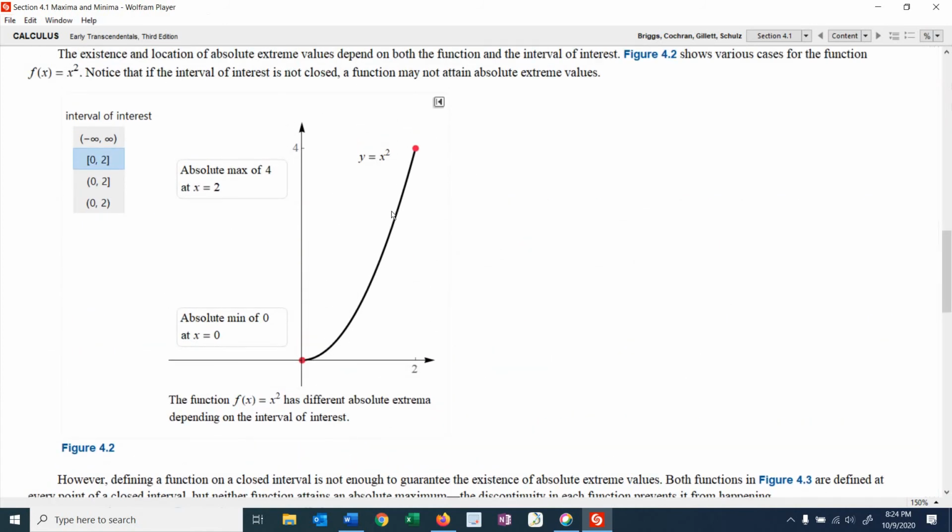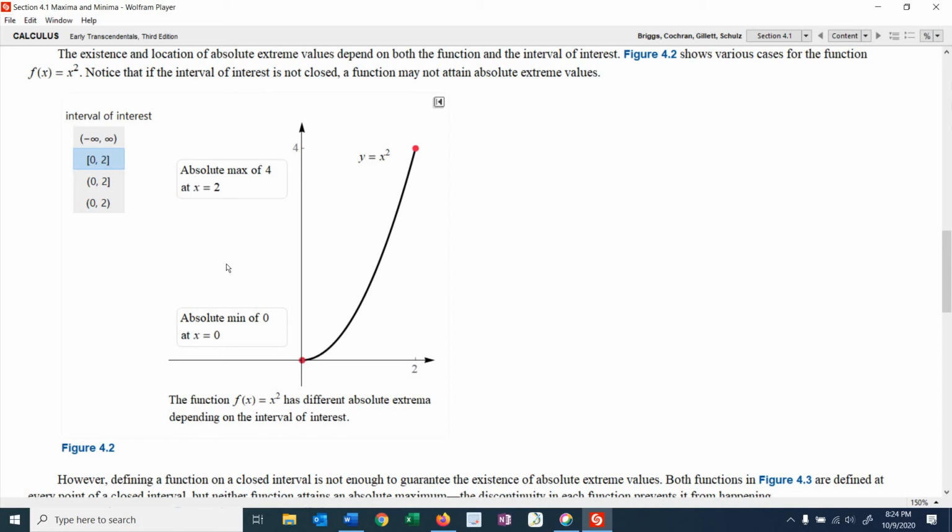Well, first of all, here's a case where we have a closed interval from 0 to 2. That's a closed interval, and the function's continuous on that closed interval. And you can see that, in this case, we had both, right? We had an absolute maximum and an absolute minimum. The maximum was 4, the minimum was 0.